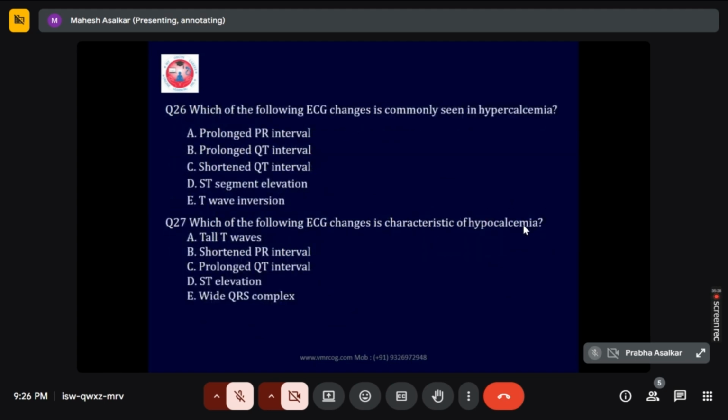Next question, Dr. Amrita, take these. Yes, sir. Question 26. Which of the following ECG changes is commonly seen in hypercalcemia?